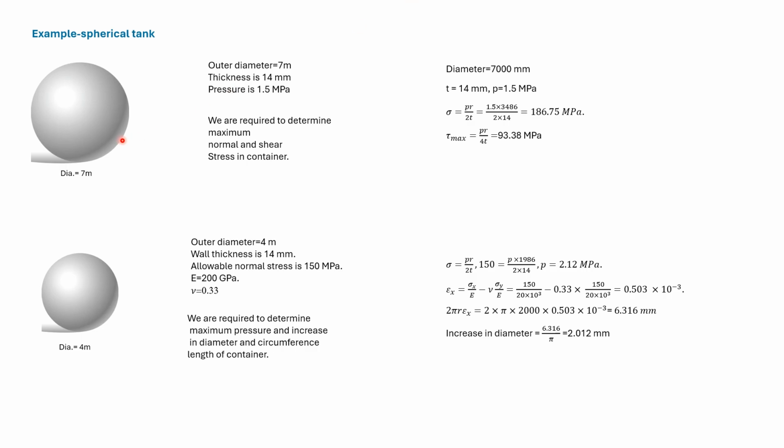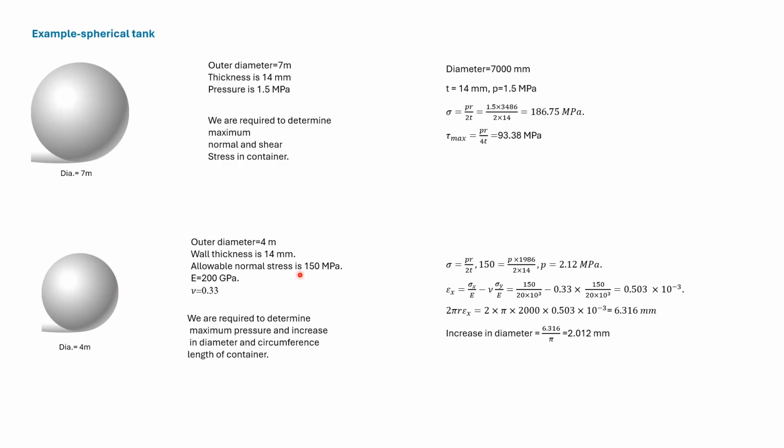So this is a spherical tank where the outer diameter, thickness and the pressure is given. For a spherical tank, sigma 1 and sigma 2 are equal. They are the principal stresses and are given by PR by 2T. So this is the value of sigma 1 and sigma 2. As we earlier saw, the maximum shear stress is PR by 4T. So here we have obtained the maximum shear stress.